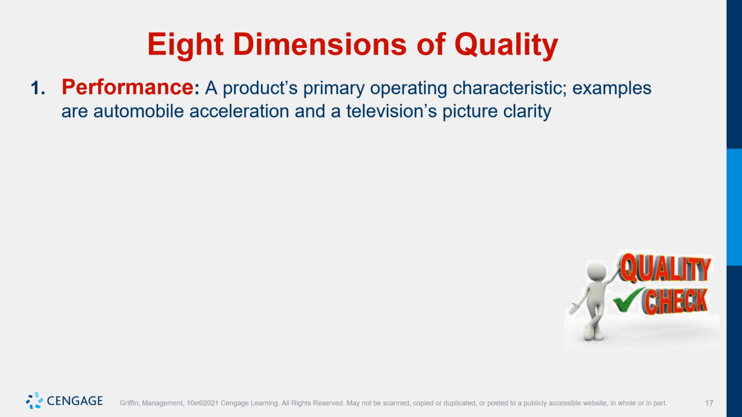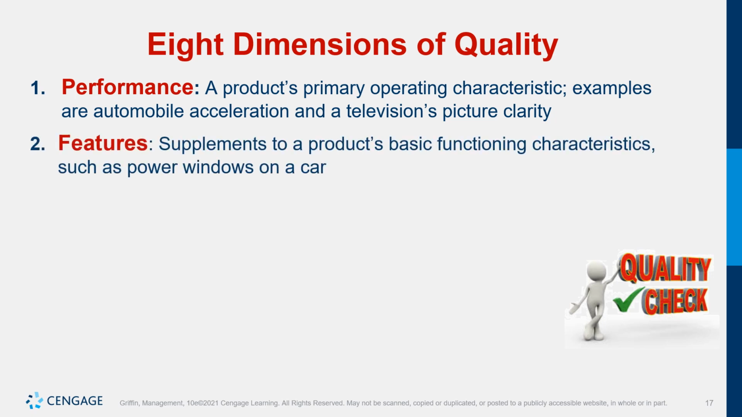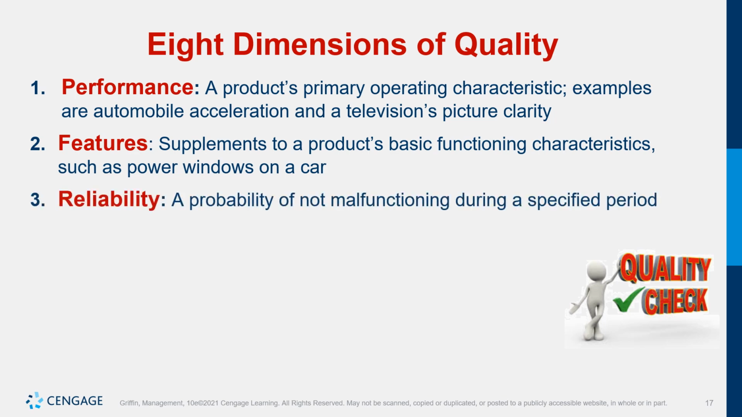Performance. It is a product's primary operating characteristic. Example, automobile acceleration and a television's picture clarity. Features. Supplements to a product's basic functioning characteristics. For example, power windows on a car.